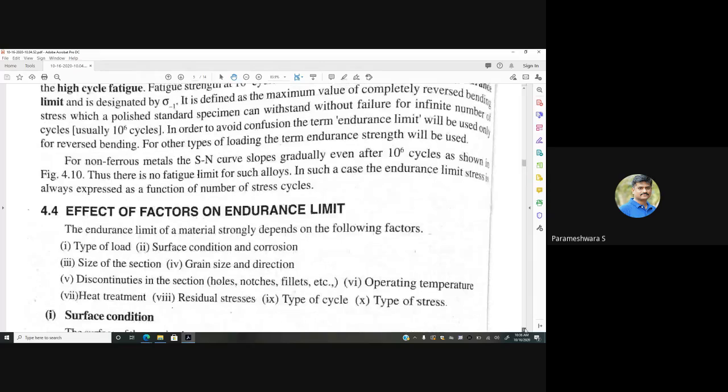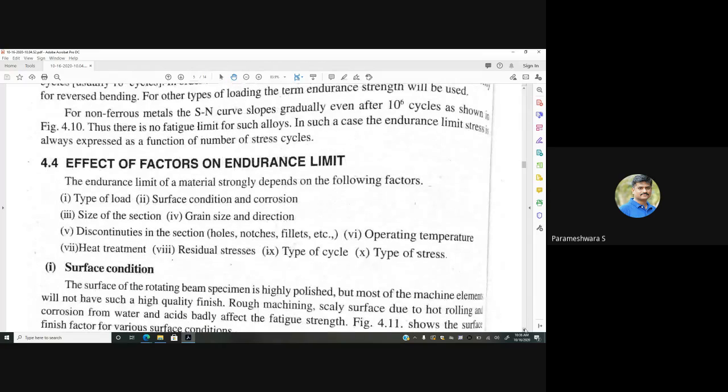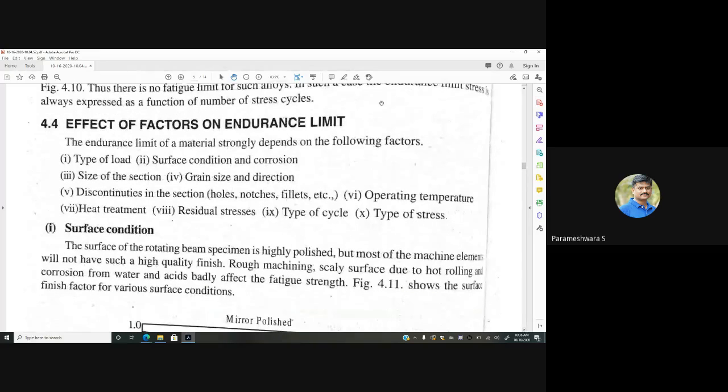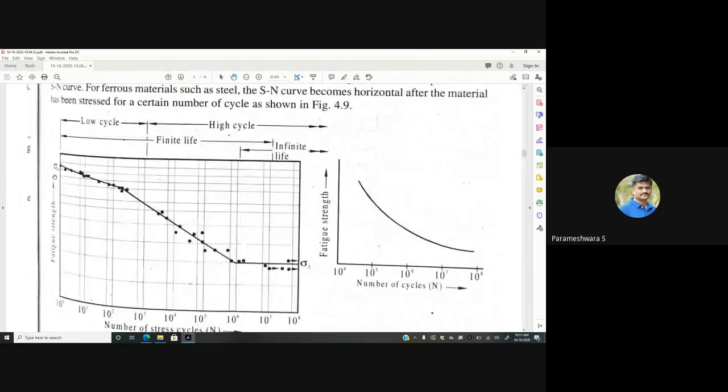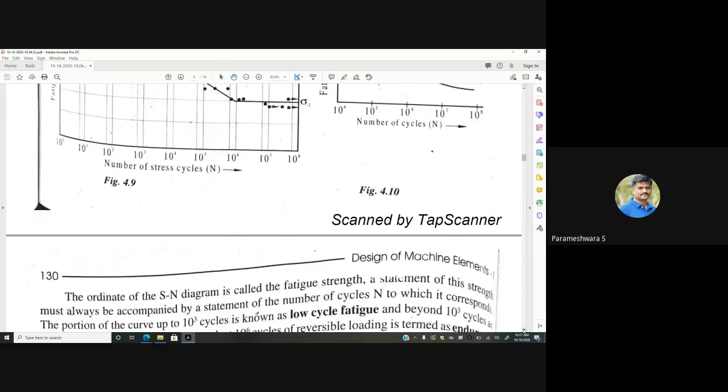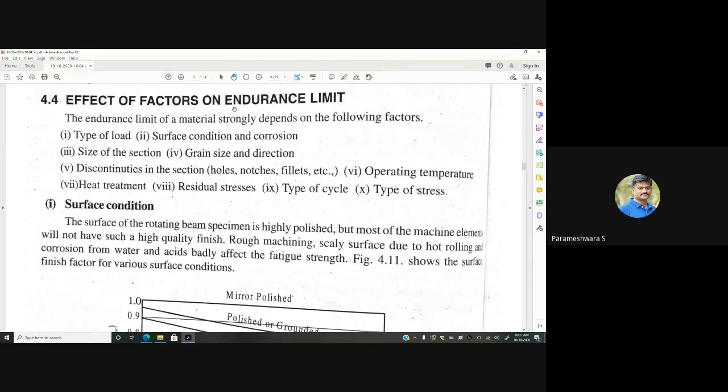Effect of factors on endurance limit. Endurance is the term associated with fatigue. Endurance limit is what I have explained in the graph itself. This is the endurance strength or endurance limit that is plotted on the y-axis. Particularly in the case of fatigue, we use this term endurance. Endurance is the ability of the material to withstand the fatigue load.